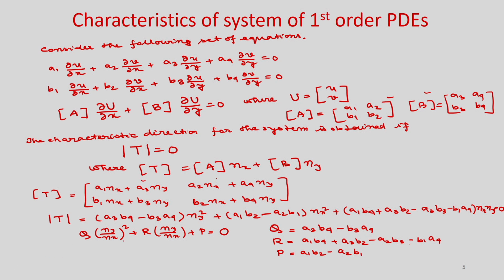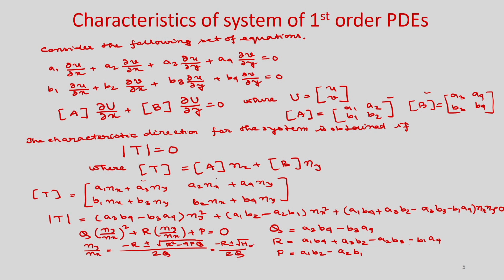Okay. So, now you can see this is a quadratic equation. From here you can find dy/dx. It will be (-r ± √(r² - 4pq)) / 2q, where we have defined h as (-r ± √h) / 2q. Now you find dy/dx and see whether these are real and distinct characteristics, then it is hyperbolic, and if it is complex, then it is elliptic, and if it is real and repeated, then it will be parabolic.